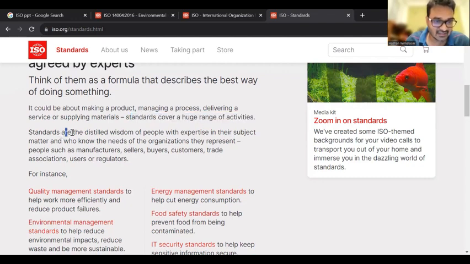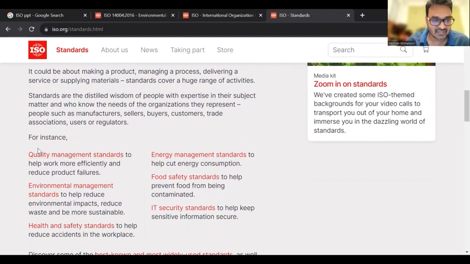එතකොට standards are distilled wisdom of people with expertise in their subject matters and who know the needs of the organizations that represent people such as manufacturers, sellers, buyers, customers, trade associations, users, regulators. වගේ ගොඩාක් අය මේකට සම්බන්ධ වෙනවා. එතකොට මේ අපේ ආයතනයක මේක ගත්තොත් මේකට එක්කෙනෙක් විතරක් නෙවෙයි, ලොකු පිරිසක් දායක කරගැනීමේ හැකියාව ලැබෙනවා. quality management standards කියන්නේ අපේ ආයතනයේ quality management and standards කියොත් ඒකට supply කරන අයටත් යම් කිසි මට්ටමකින් ඒක implement කරන්න වෙනවා.